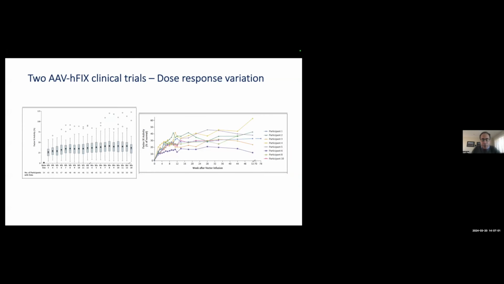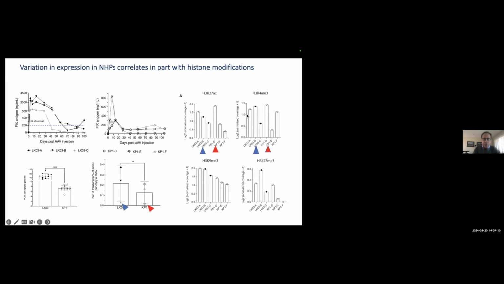Now, another interesting thing is that if you look in the clinical trials that have been published, there's a very wide dose response between individuals, and the reason for this isn't known. We recently did a non-human primate comparison of two different capsids. We compared LKO3 with a new capsid that we developed in our lab, KP1. And we used human factor IX as the expression protein, which is a secreted protein. Now, it's well known that non-human primates will develop inhibitors when you express human factor IX, and you do get loss of expression over time.